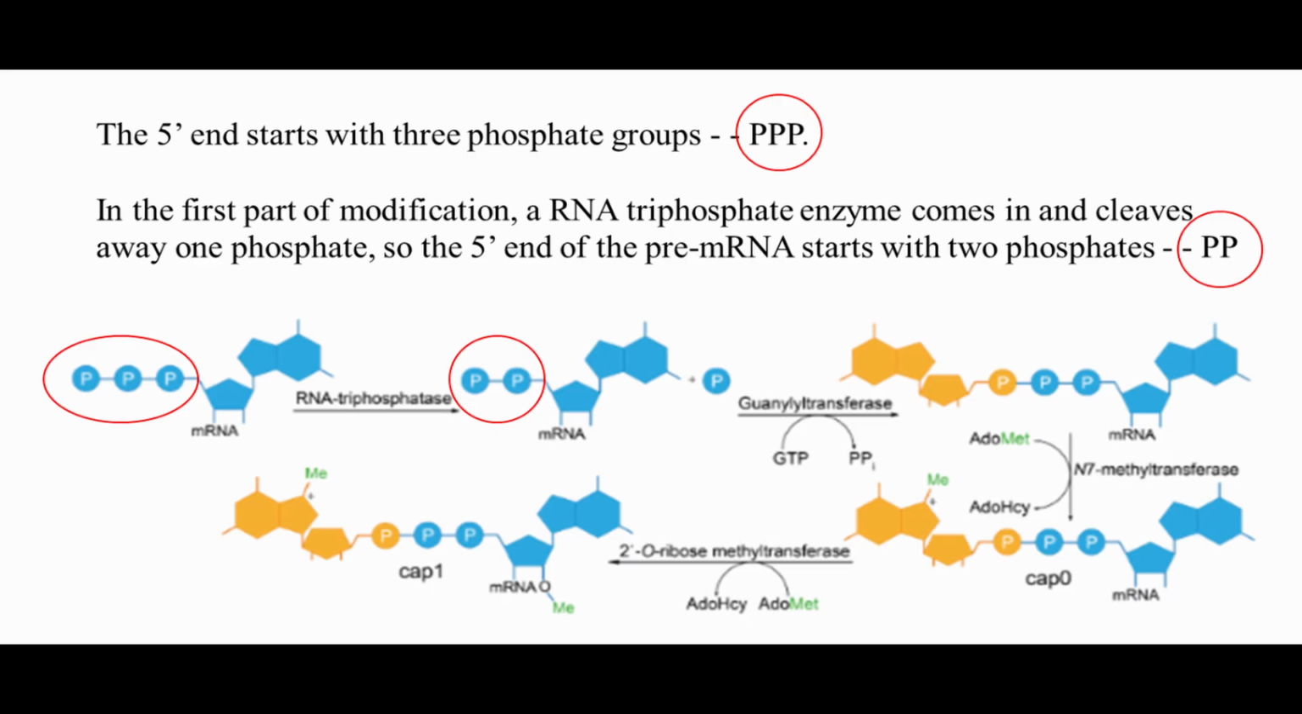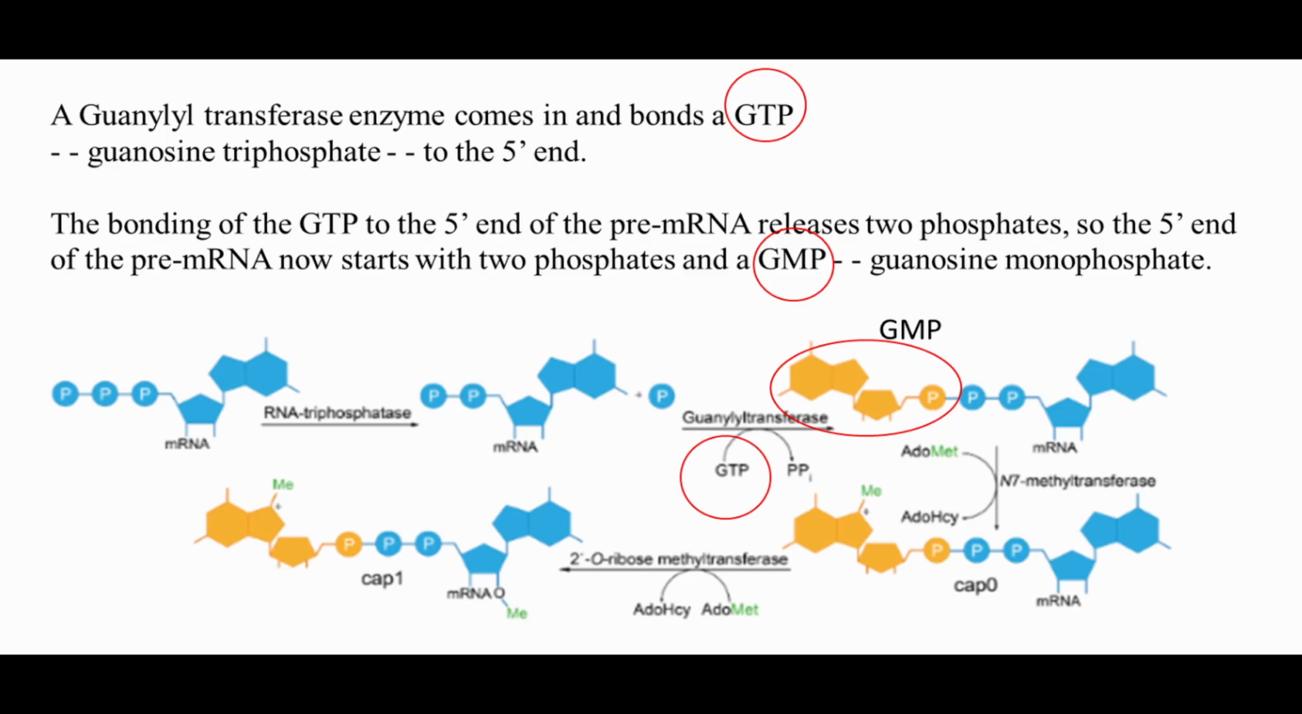The head of the pre-mRNA begins at the 5' end. The 5' end starts with 3 phosphate groups, PPP. In the first part of modification, an RNA triphosphatase enzyme comes in and cleaves away one phosphate. So the 5' end of the pre-mRNA starts with 2 phosphates, PP. Next, a guanylyl transferase enzyme comes in and bonds a GTP, guanosine triphosphate, to the 5' end. The bonding of the GTP to the 5' end of the pre-mRNA releases 2 phosphates. So the 5' end of the pre-mRNA now starts with 2 phosphates and a GMP, guanosine monophosphate.